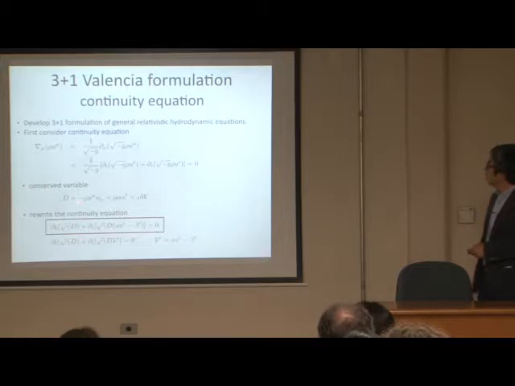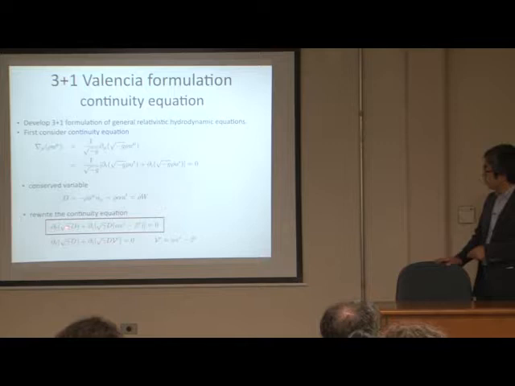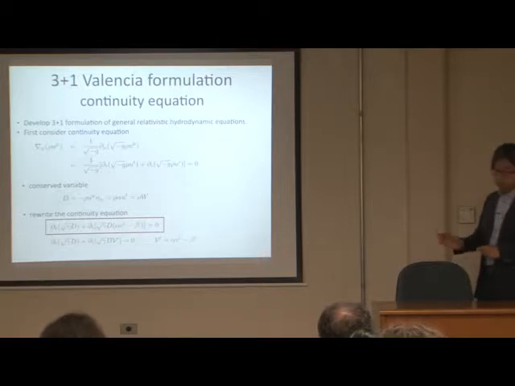And then the conserved variable is here. This is minus rho u mu u nu, which is written as rho alpha u^t, or sometimes we write rho times the Lorentz factor. So this is the conserved variable that comes here. Then we rewrite the continuity equation using this: the time derivative d_t plus a spatial derivative, d_i.